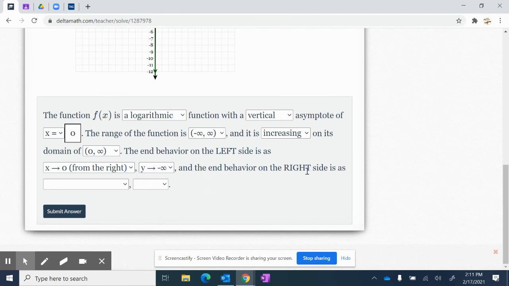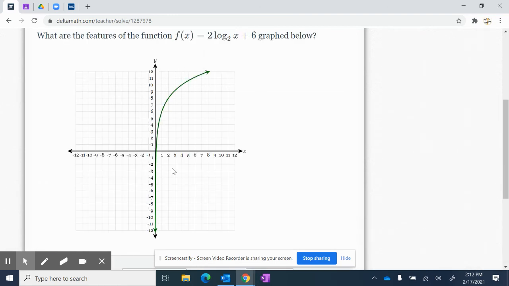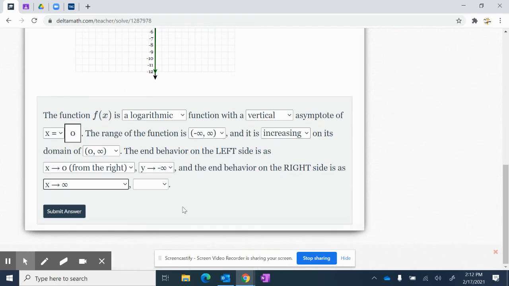And the end behavior on the right side is as x goes to infinity. Okay, remember these two don't really change. This one is wherever the asymptote is. This one is positive infinity. And if I take a look at the right side arrow, this arrow is going to go up and up and up forever. So it's going to be y goes to infinity.